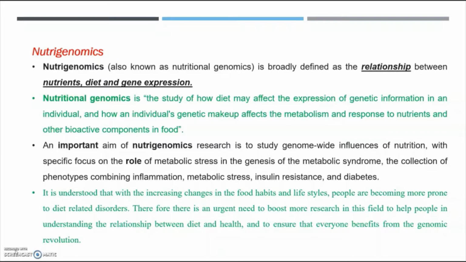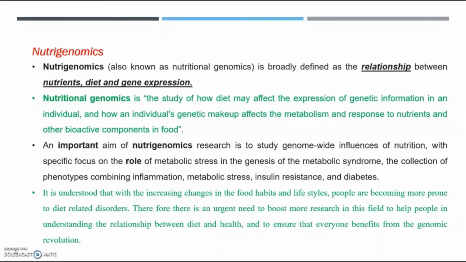So that is mainly due to the mutation occurring in a single gene. So the gene is not giving instruction for the secretion of that particular enzyme which is responsible for metabolizing that particular nutrient. So studying how the diet may affect the expression of the genetic information in an individual and how an individual's genetic makeup affects the metabolism and response to nutrients and other bioactive components in food. So I hope you are clear with the example.